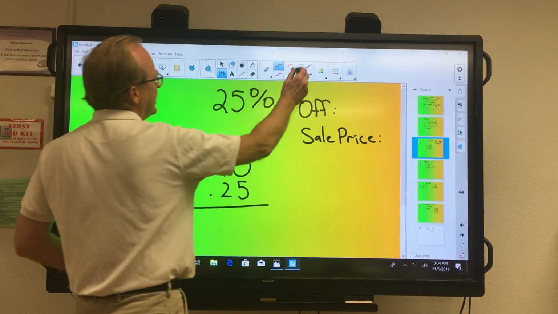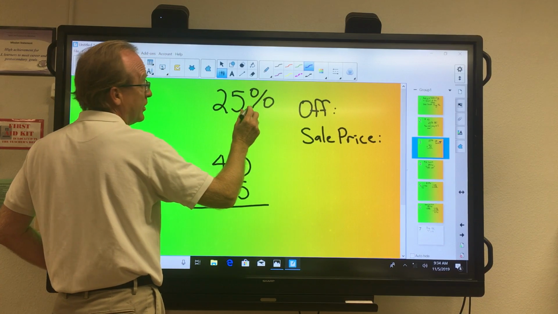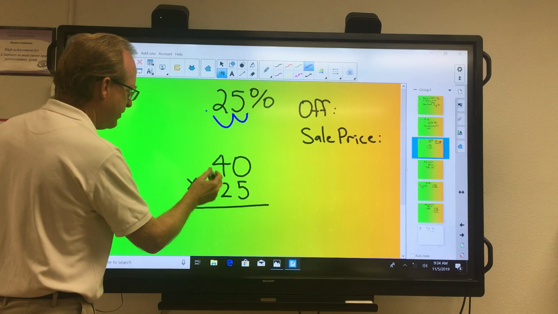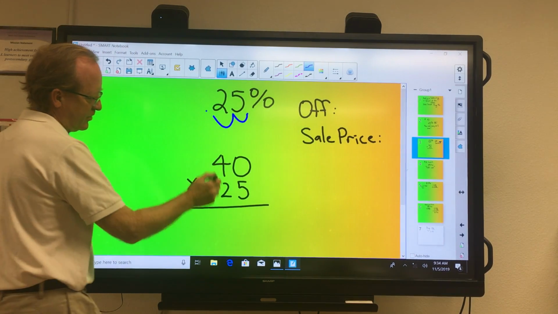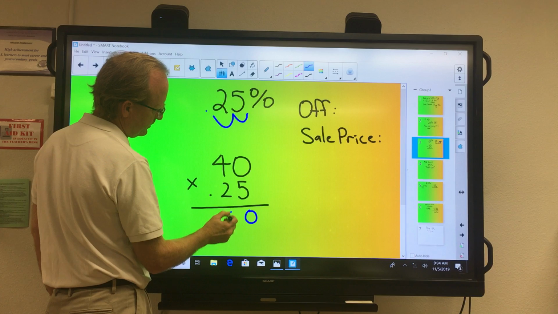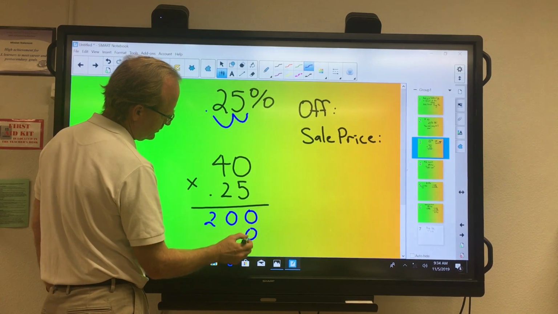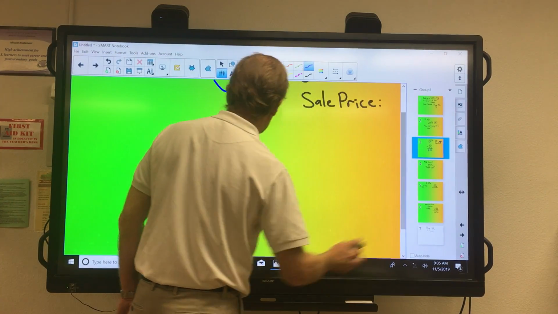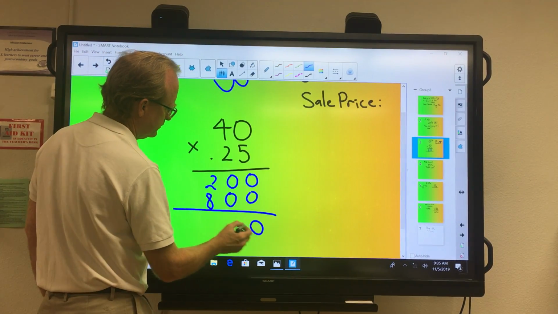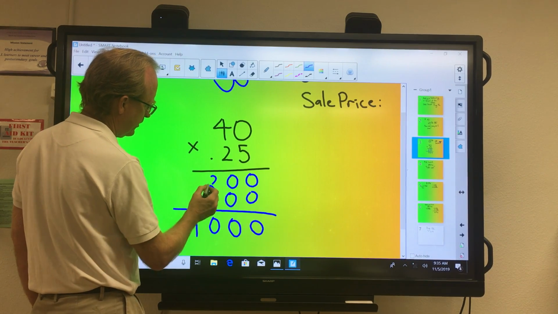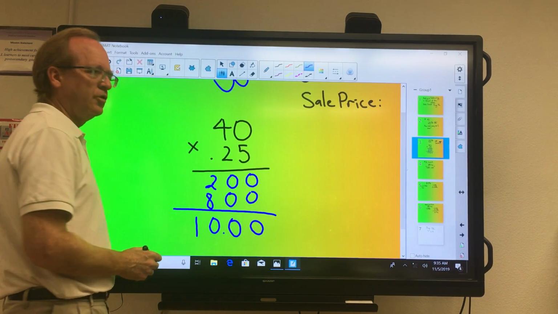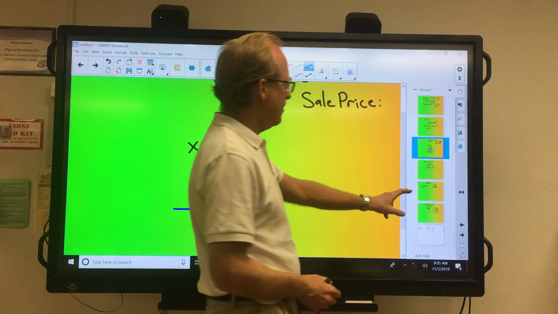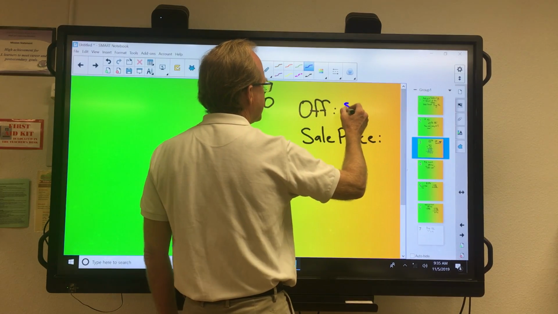We know that we change this percent to a decimal, and then we multiply the original number, so we get 0.25 times 40. 25% of 40 is $10. So now we know how much it would cost. We're getting $10 off.